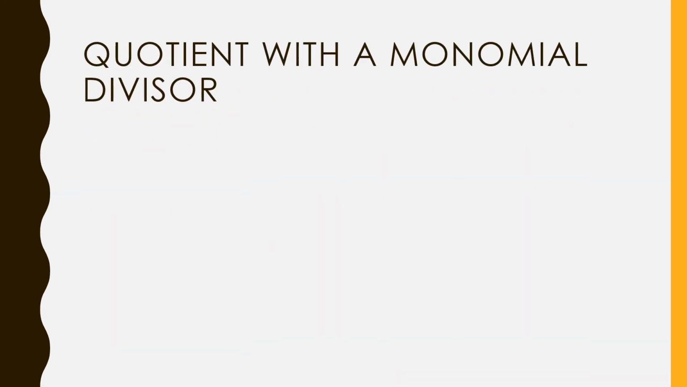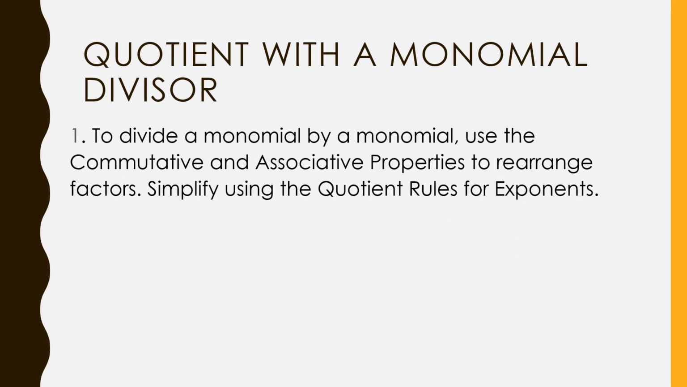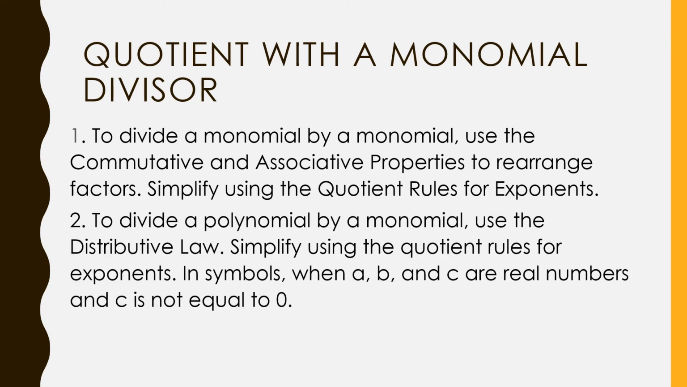Quotient with a monomial divisor. So this time we're going to have a quotient with a monomial divisor. So to divide a monomial by a monomial, use the commutative and associative property to rearrange factors. So simplify using quotient rules for exponent. Okay. So to divide a polynomial by a monomial, use the distributive law. Simplify using the quotient rules for exponents. Now in symbols, when A, B, and C are real numbers and C is not equal to 0. Simplify each.